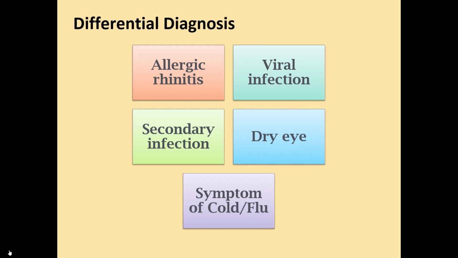Apparent conjunctivitis could actually be the irritation caused by dry eye. It could be a secondary infection of the eye caused by something else, or it could be a symptom. If a patient's got cold and flu, you can sometimes get eye involvement that looks like conjunctivitis.